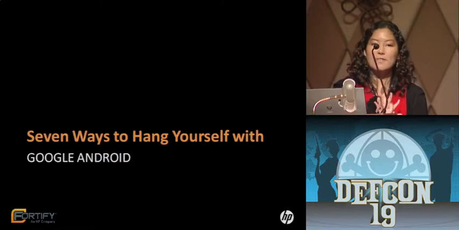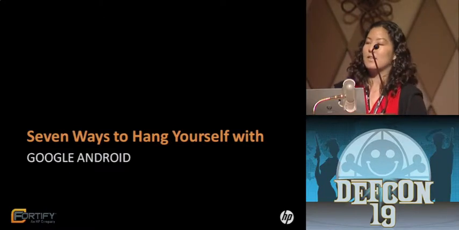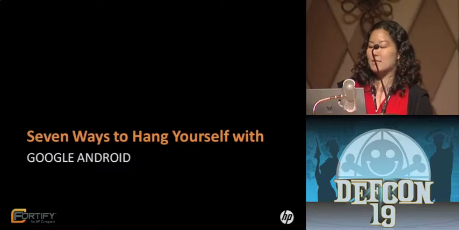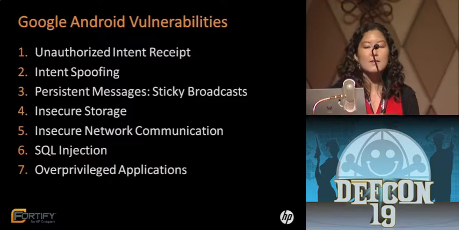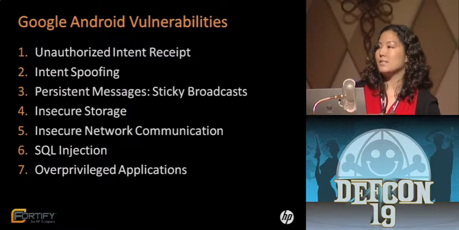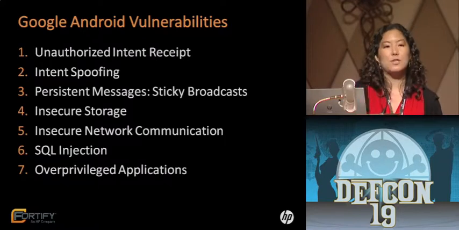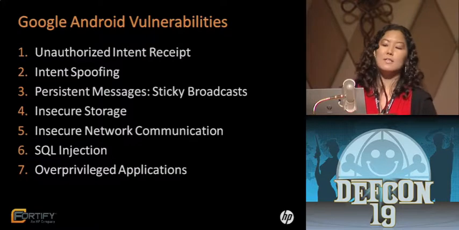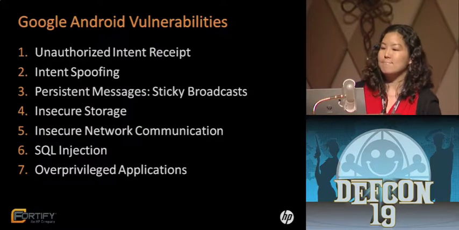So now that I've given you an introduction of Google Android, let's get into the 7 ways to hang yourself with Android. So the most common developer mistakes that will make your application vulnerable. I'll be talking about unauthorized intent receipt, intent spoofing, and persistent messages, and these are all communication-related vulnerabilities. And then I'll also be talking about insecure storage. And then Katrina is going to be talking about insecure network communication, SQL injection, and overprivileged applications.